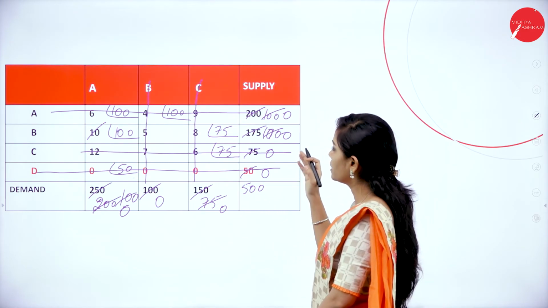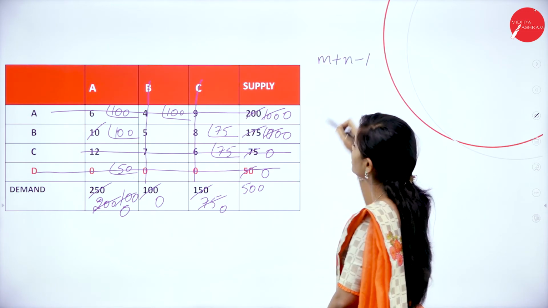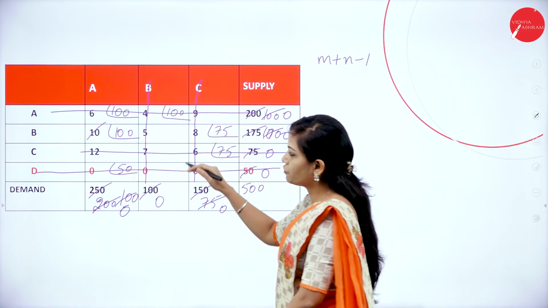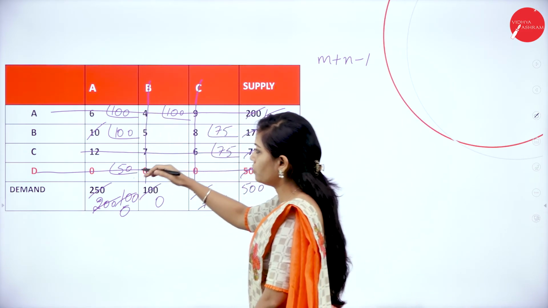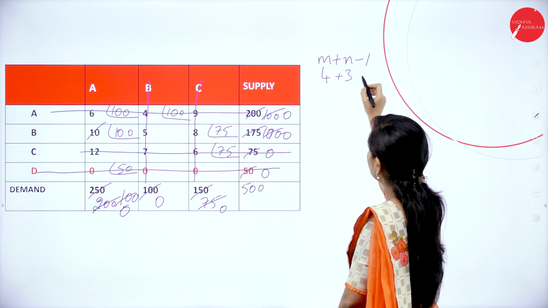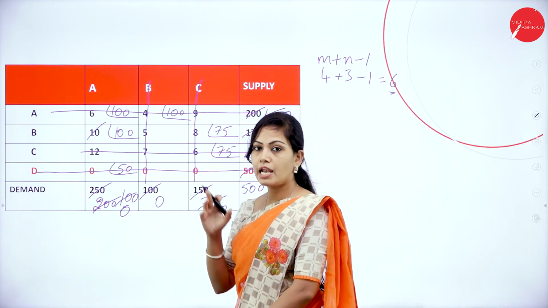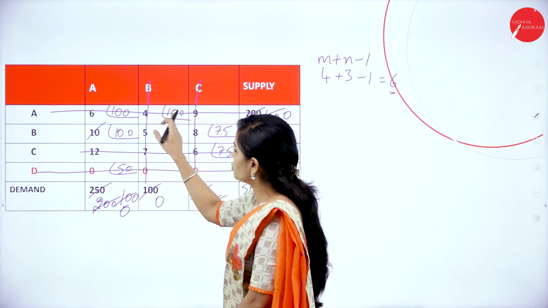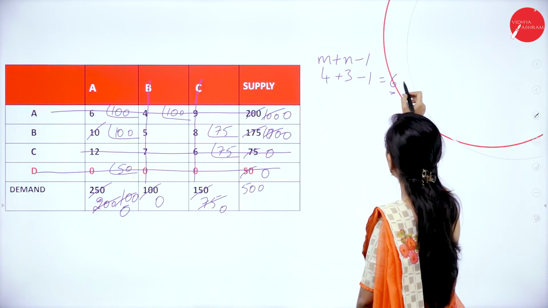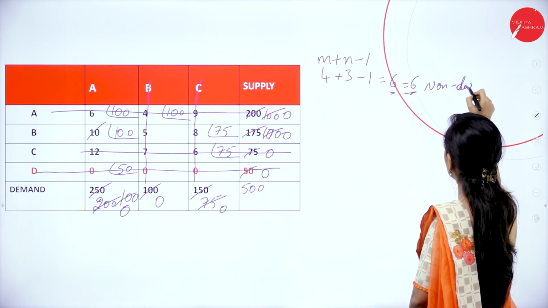So what is the next step? The next step is you have to find whether it is non-degenerate or degenerate. m plus n minus 1. Number of rows is 1, 2, 3, 4 and number of columns is 3. 4 plus 3 minus 1 is 6. You just check the allocated cells: 1, 2, 3, 4, 5, 6. We have 6 allocated cells, so it is equal. If it is equal, it means it is non-degenerate.